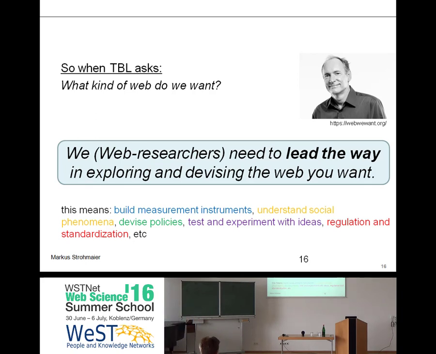Once we've discussed a bit the motivation of the why, we can go back to the what. What should we do as social scientists? I think things that are useful are to build measurement instruments, to measure the extent of social issues that we observe, to get a deeper understanding of social phenomena, potentially with causality, to help devise policies or advise people who devise policies, to test and experiment with ideas on the web in order to explore alternatives, and to engage in regulation and standardization. Those are all things where web scientists can help to tackle those important wide questions.